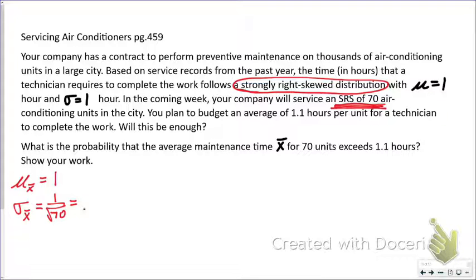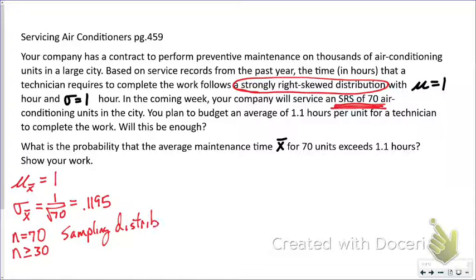And we get 0.1195. So we talked about the center and the spread. Don't forget to talk about the shape. This n is greater than 30. Make sure you say the phrase: sampling distribution is approximately normal.